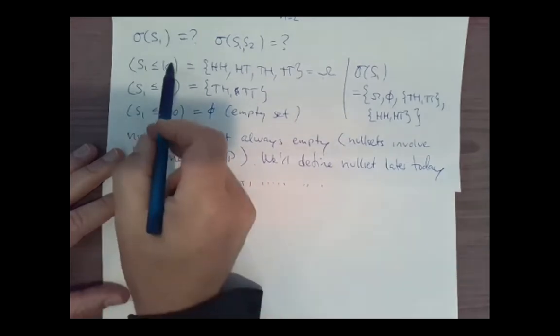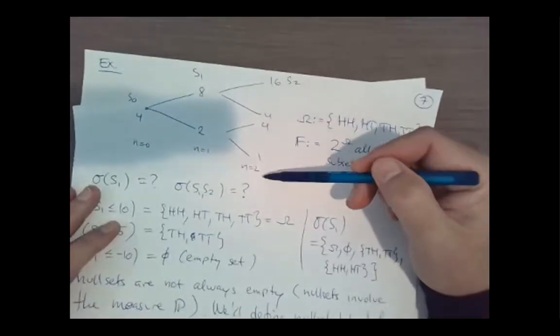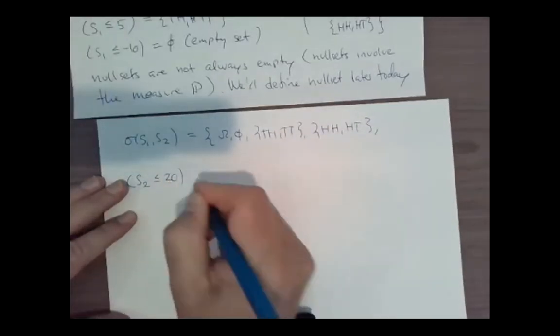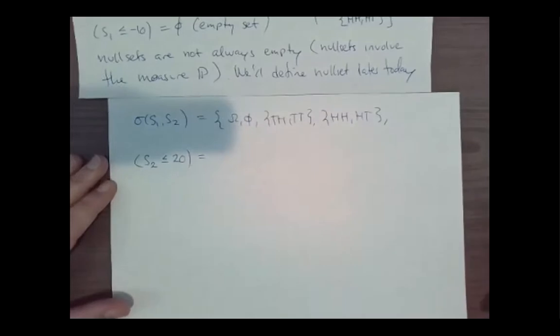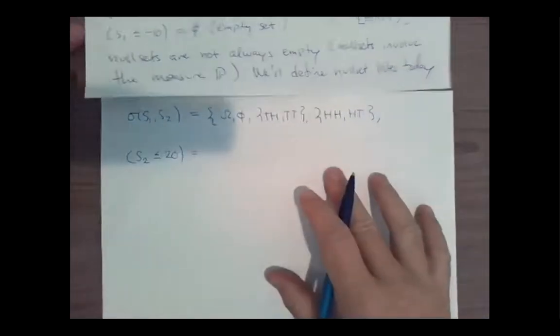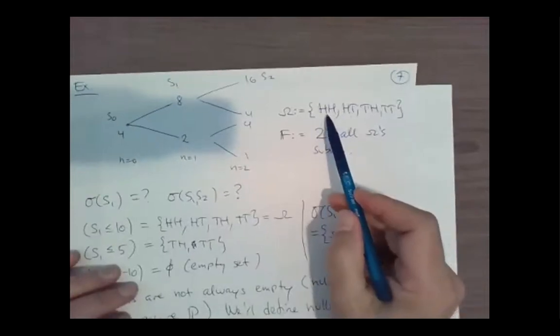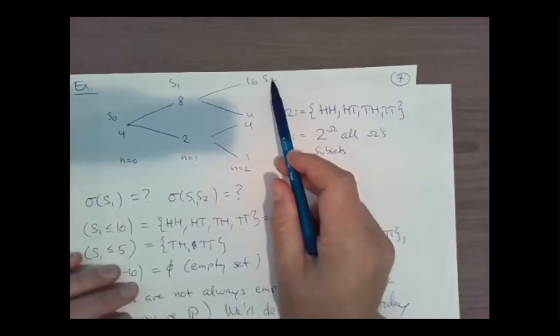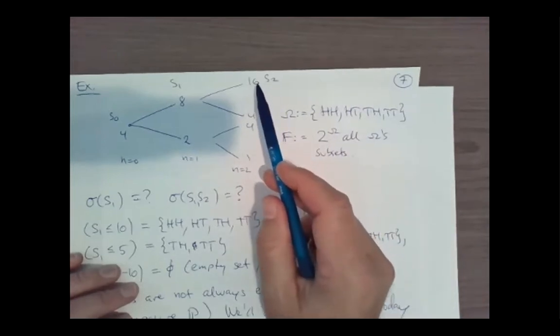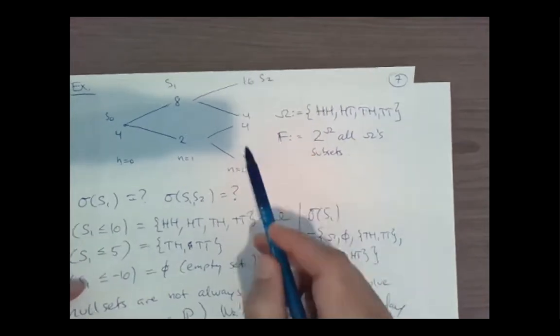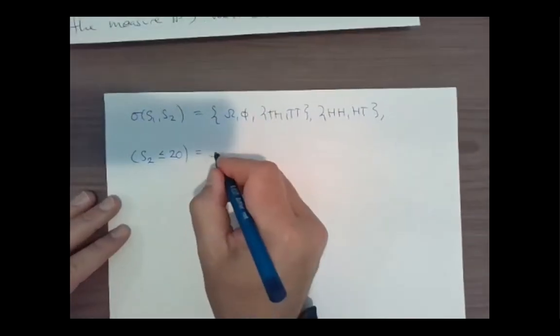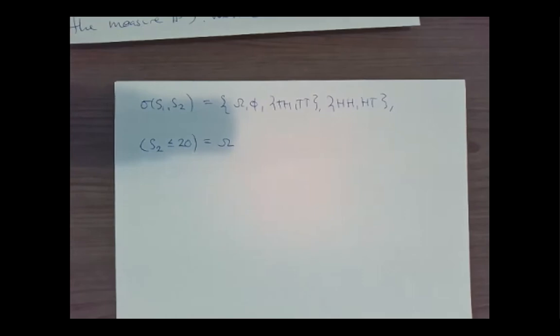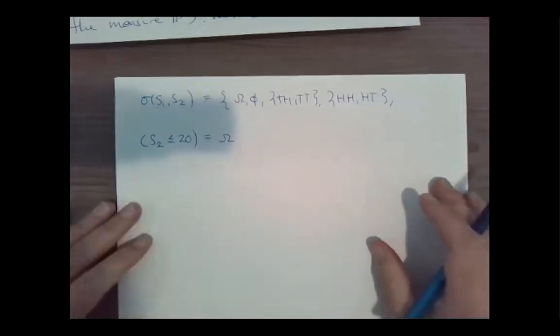Maybe we can use the same numbers. If S2 is less than, I don't know, what could we pick? S2 can have values 16, 4, 4, and 1. So if I start out with 20, what do I probably get? I look at what are my elements here, these 4 guys. When I plug them into S2, I'm going to get something that is either 16, 4, 4, or 1. Everything there is less than my 20. So I'm going to get omega here. Okay, so let's see if we can get something that has a little bit more action.